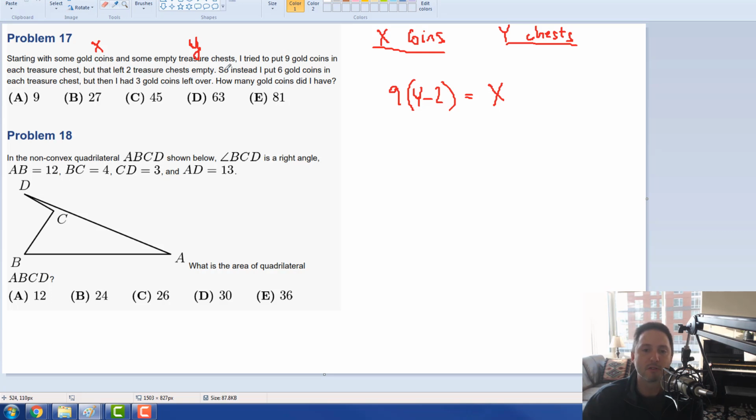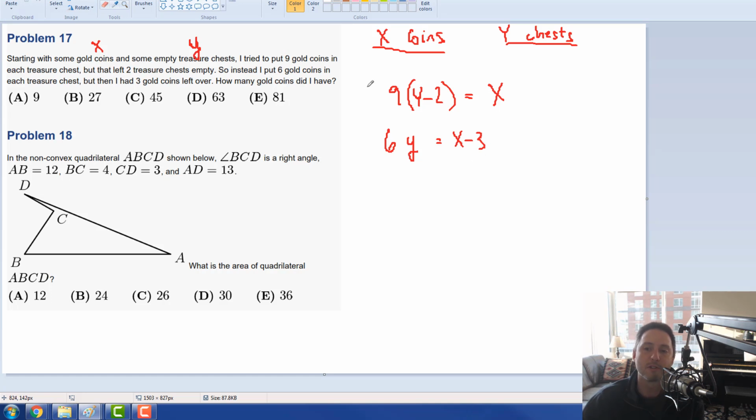All right. So let's look at the second bit of information. So instead, I put 6 coins in each treasure chest. So 6 coins in each treasure chest, but then I had 3 left over. Now that doesn't give me the total coins. It gives me 3 less than the total coins, x minus 3, because we had 3 left over.